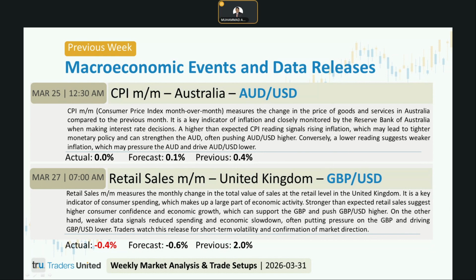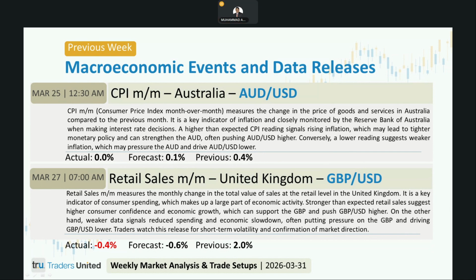Now, let me discuss market context and financial news release outcome. Australia's CPI M over M came in at 0%, below both the previous reading of 0.4% and the forecast of 0.1%. This showed that inflation slowed more than expected, indicating weaker price growth across the economy. Because inflation came in softer than forecast, the market reduced expectations of tighter policy from the Reserve Bank of Australia. This created pressure on the Australian dollar and pushed the AUD USD lower.